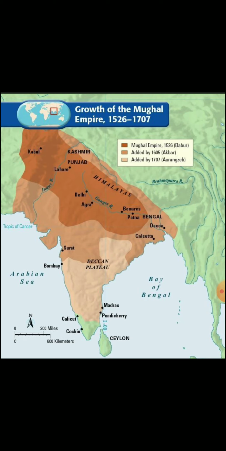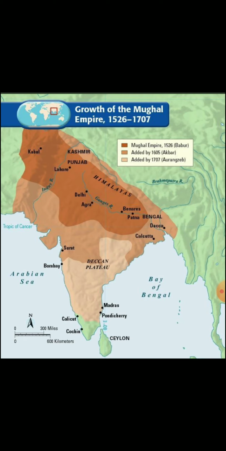The first, the red brick color, is the Mughal Empire of 1526, that is Babur. The brick color that you see there is the area captured by Babur, the first ruler, or the founder, of the Mughal Empire. It is from Kabul, from Afghanistan, and comes down to Kashmir, Punjab, Lahore, Delhi, Agra, Himalayas, Banaras, Patna, and a certain portion of Bengal. That was the entire northwestern territory of India captured by Babur.